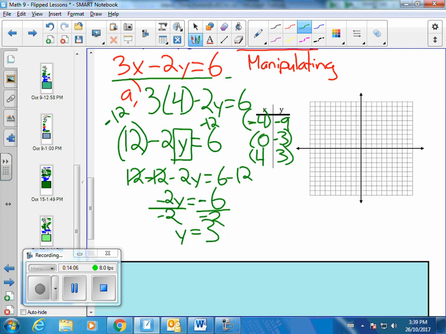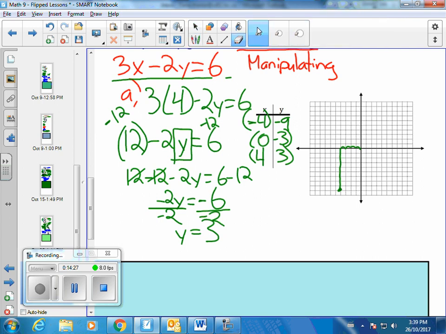So my next step is to go ahead and plot this on my graph. Starting with my first point, I have 1, 2, 3, 4 to the negative. 1, 2, 3, 4, 5, 6, 7, 8, 9 also to the negative. My first point is going to be right there.